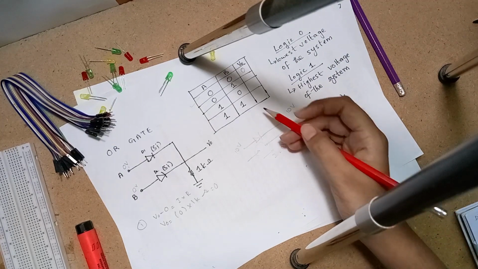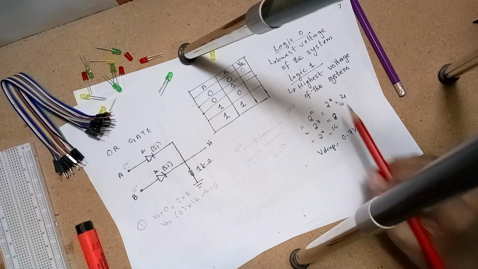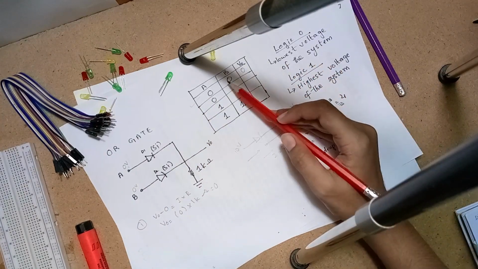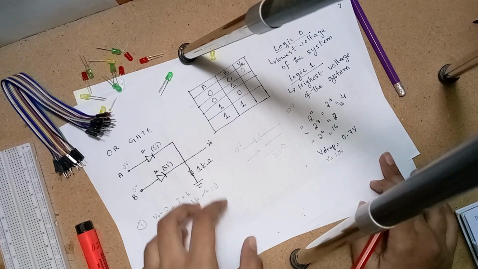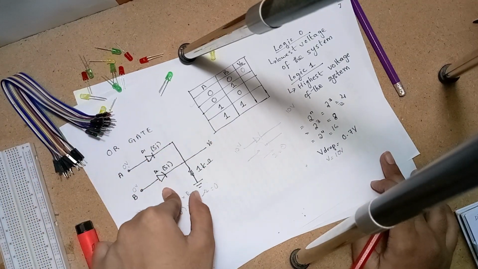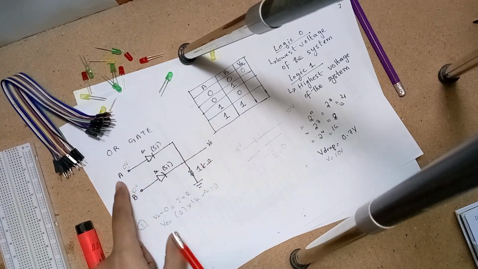Now for the second case, we can see that at A, we have 0 volts, or I shall say the lowest voltage of the system. And let's suppose the highest voltage of the circuit is 10 volts. We are going to provide B with 10 volts and A with 0 volts, the lowest voltage and the highest voltage.